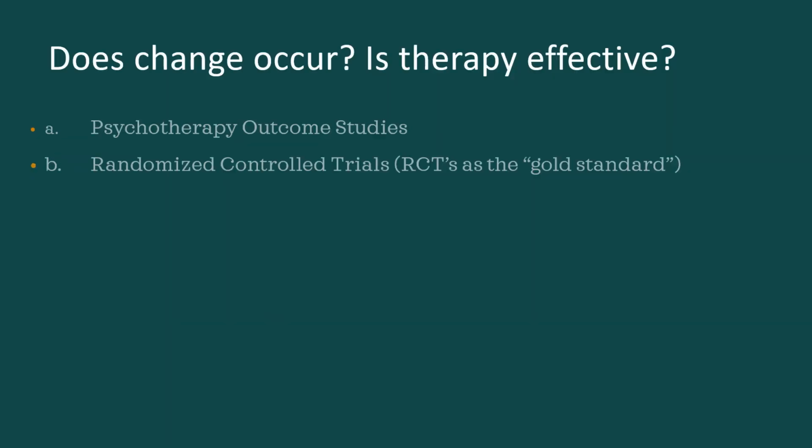Let's look at each of these a little bit more specifically. So the first question is, does change occur and is therapy effective? As you'll read about, learn about, talk about, this is one of the primary questions that plagued psychotherapy when it came into the mainstream. And the question was, we've been doing psychotherapy for a while, but there was no real great evidence to suggest that it was actually effective.